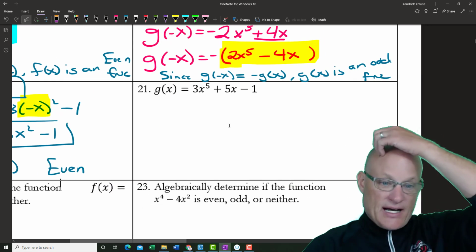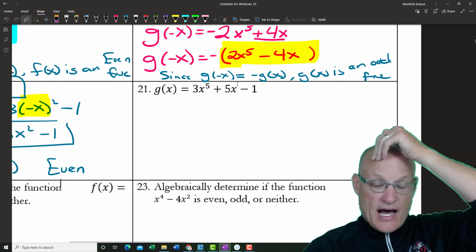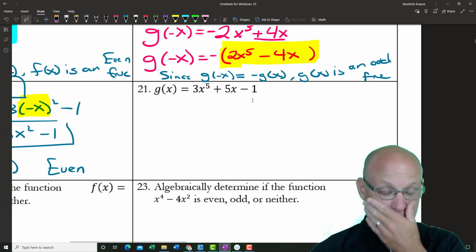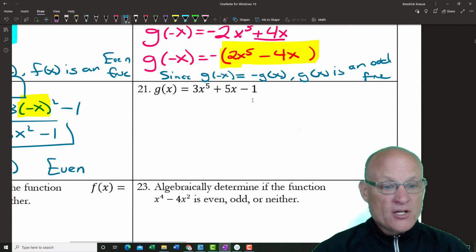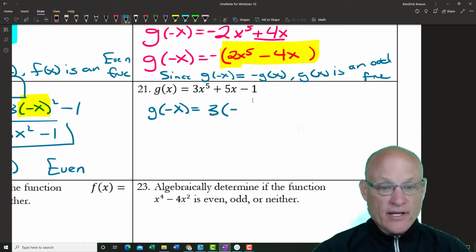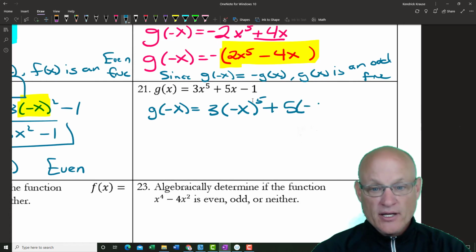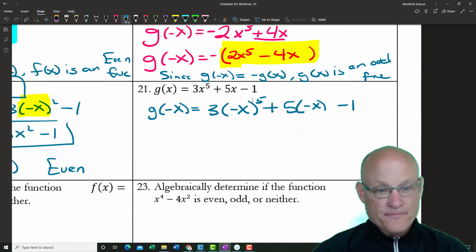All right, this one's got an odd exponent here, an odd exponent here, and I got this little 1 out to the side. So this one looks like it's probably going to be odd. But we've got to check it. So g of negative x equals 3 negative x to the fifth plus 5, times negative x minus 1.